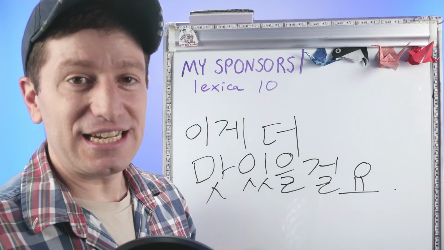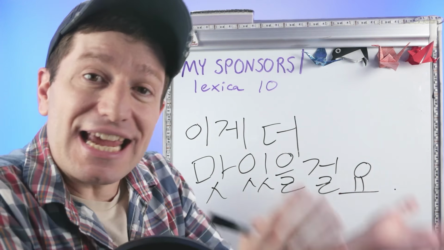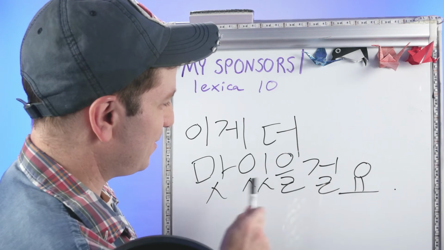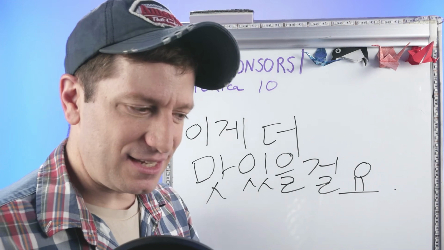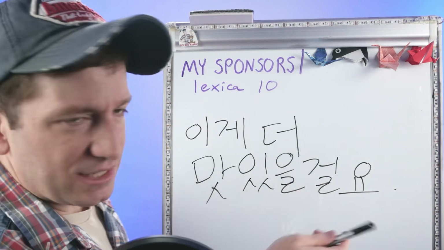So 이것이, this, 더, more, 맛있다, to be delicious, to taste good. 맛있을걸요? So 이게 더 맛있을걸요? This'll probably taste better. Actually, this should taste better. 이게 더 맛있을걸요?